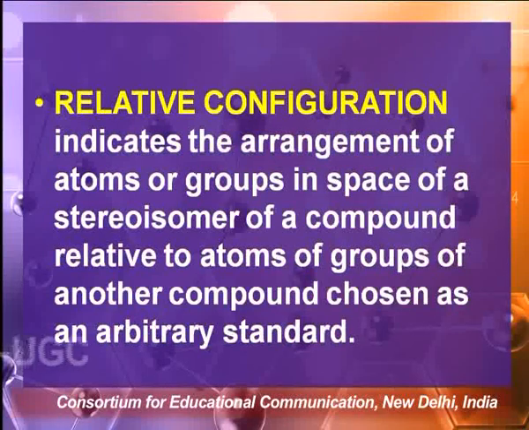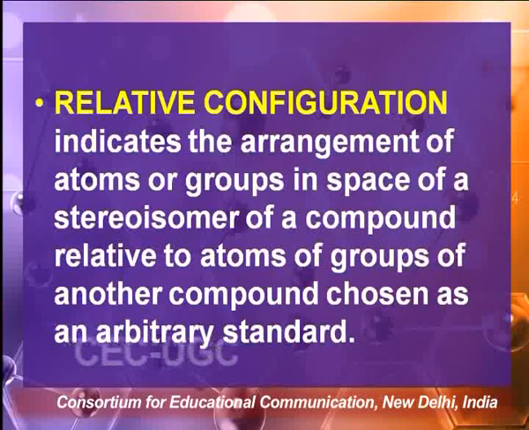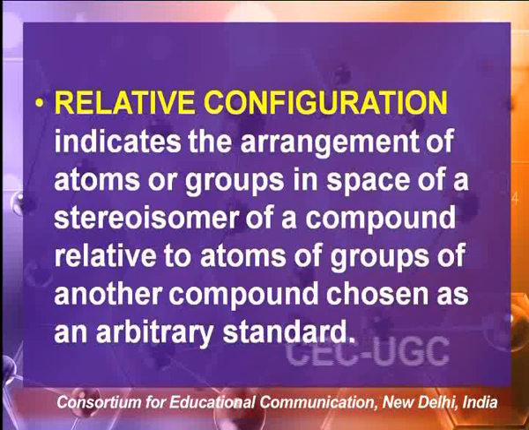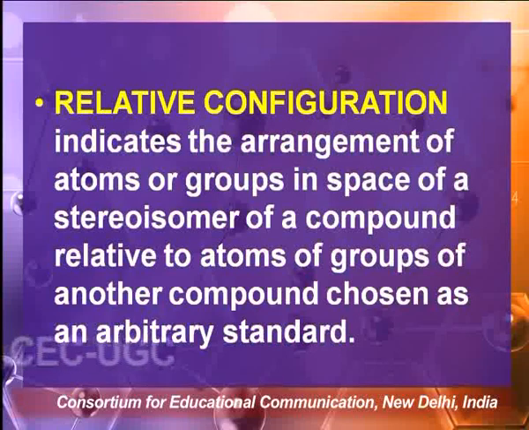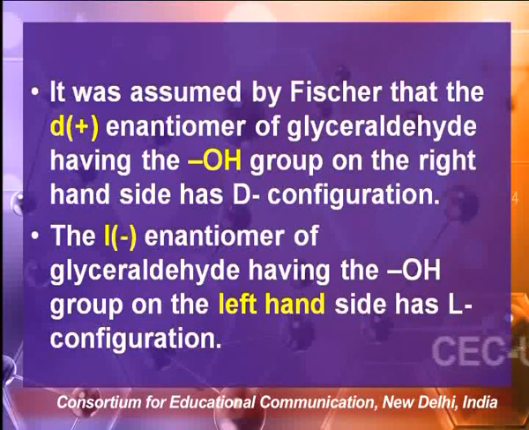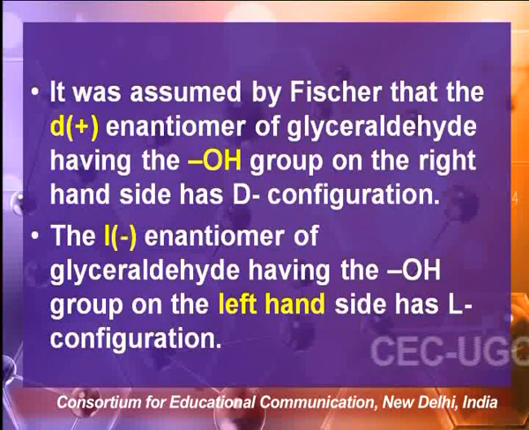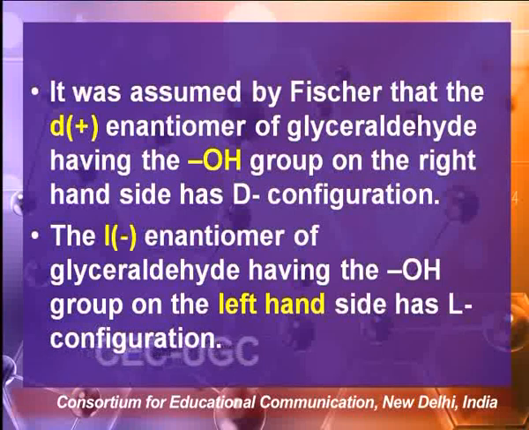So what does relative configuration mean? Relative configuration indicates the arrangement of atoms or groups in space of a stereoisomer of a compound relative to the groups of another compound chosen as an arbitrary standard, and this is what Fischer did. It was assumed by Fischer that the D enantiomer, that is the optically active isomer, of glyceraldehyde having the OH group on the right hand side has D configuration. So this is what Fischer assumed.